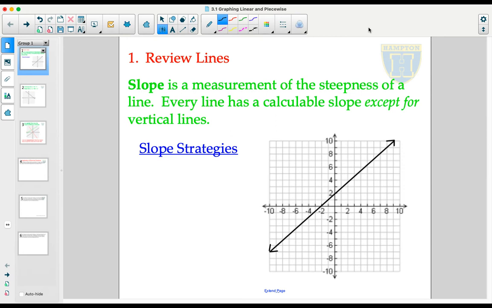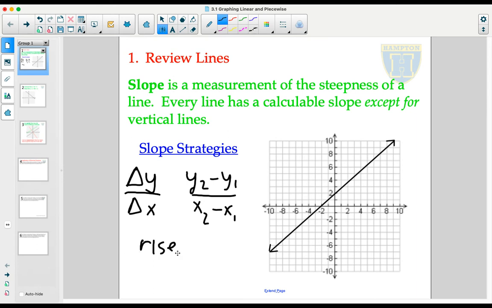Some people like to think of the slope as the change in y over the change in x. Some people like to think about slope as the difference in the y coordinates divided by the difference in the x coordinates. And some people like to think about slope as rise over run. Regardless of your representation, all three of these different formulas will end up with the same value for the slope of the line.